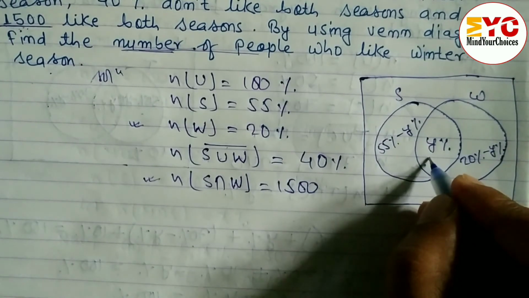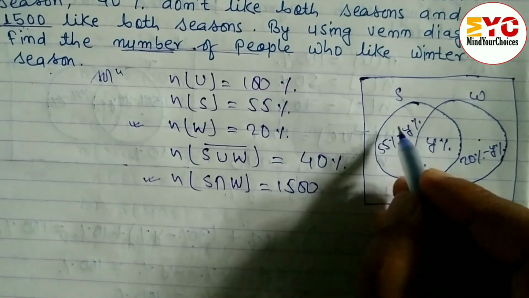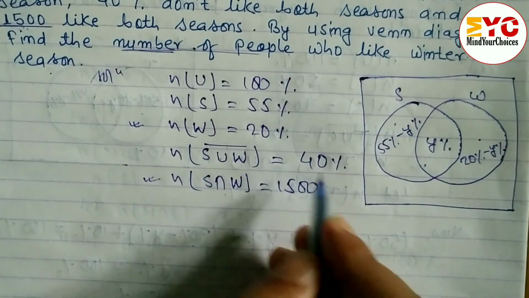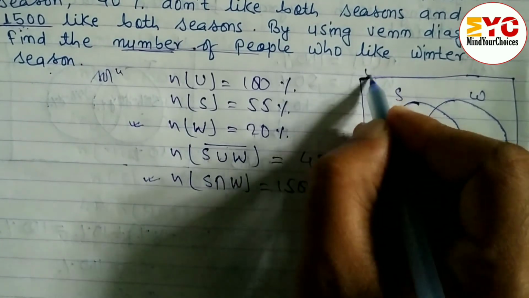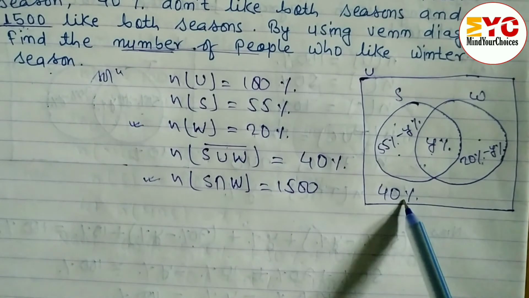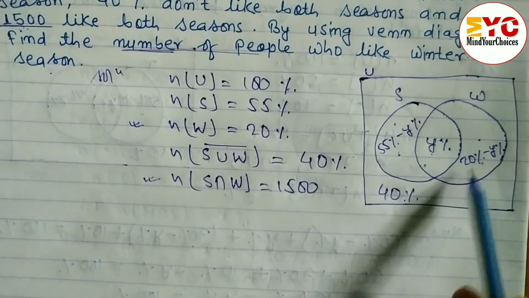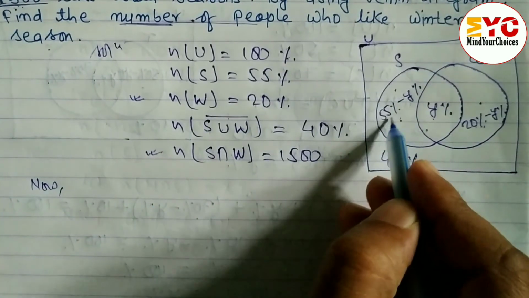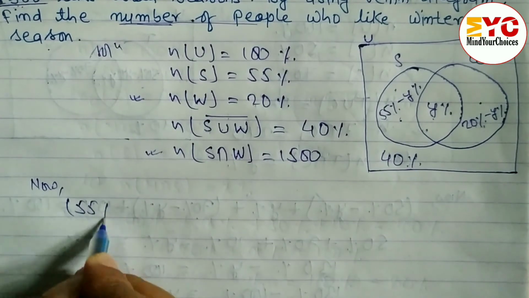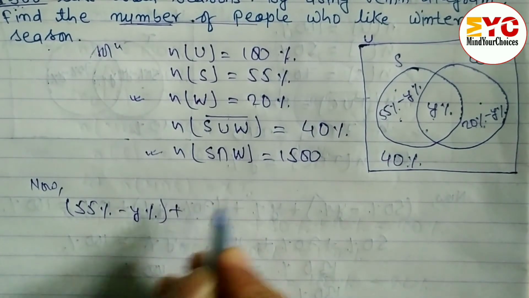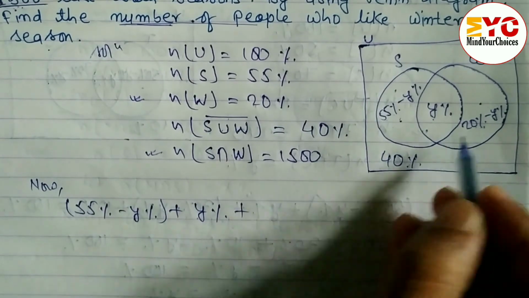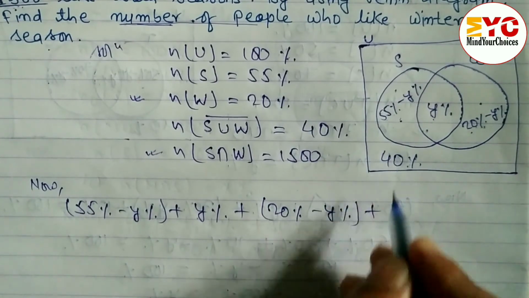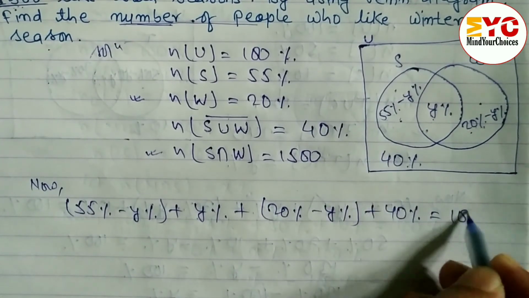We have to subtract this part. This one is only W and this one is only S, summer. And outside how much? Don't like, 40%. And here we write U. It means when you add all the numbers, we get the total. Now what do we write here? 55% minus y percent, plus y percent, plus this one 20% minus y percent, plus the outside 40%, is equal to the total 100%.